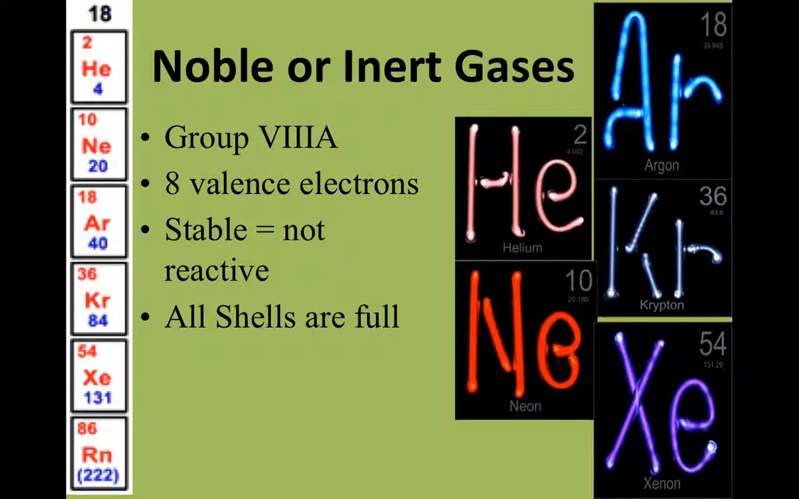The last group is the noble gases or the inert gases, and they are group 8A. They have 8 valence electrons. They're very stable. All their shells are full. They're very happy. They're very content. Every now and then, though, you'll find an element might combine with something else, but that is on a rare occasion.